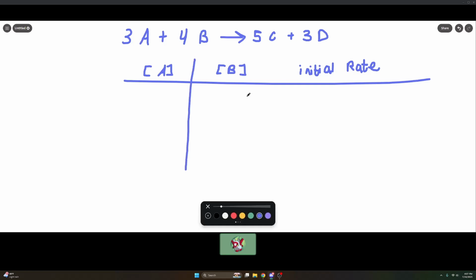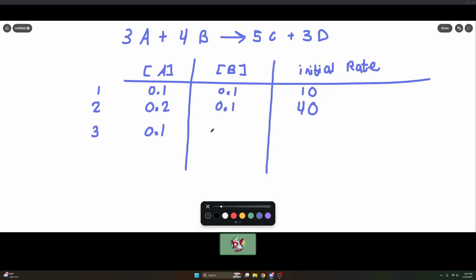Now, how these problems will typically work is you'll have trial 1, trial 2, trial 3. And this will be 0.1 molar. This will be 0.1 molar. And we'll have a rate of 10. And then suddenly we decided, okay, trial 2, I'm going to have some more A. And then we see this one up to 40. And then for trial 3, maybe I'm going to change B instead. And maybe it went up to only 20.